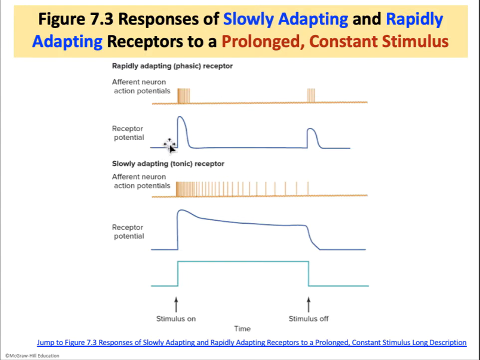With the rapidly adapting receptor type, a stimulus causes a graded potential to be generated within that cell, but that graded potential only lasts a specific period of time, even though the stimulus is still applied. So the graded potential dies off, and it causes a rapid firing of action potentials, which also die down in frequency, and then at a certain point there is no more action potentials released.